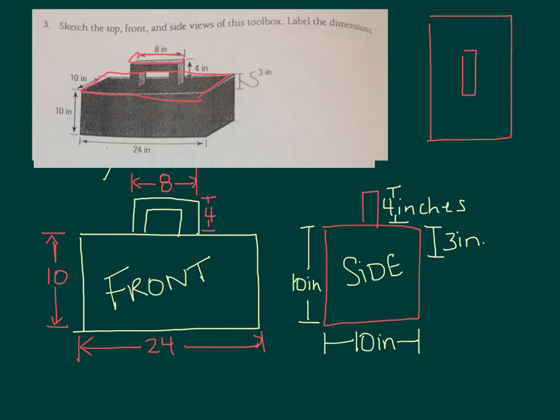So now if I'm going to label this, I know that this is 8 inches there. I know that the whole length is 24. And I know that this part is 10. And this here is your component parts diagram with your front, your side, and your top. And then you could put side times 2.